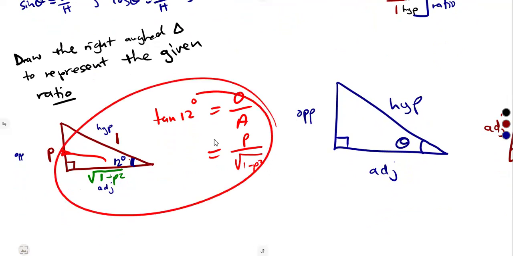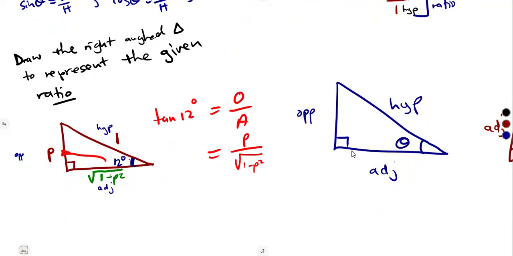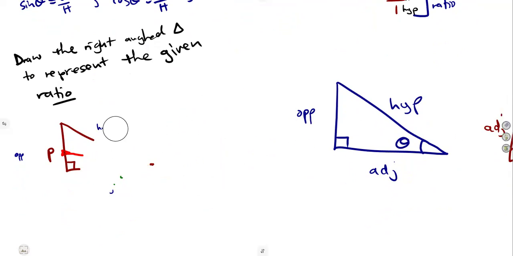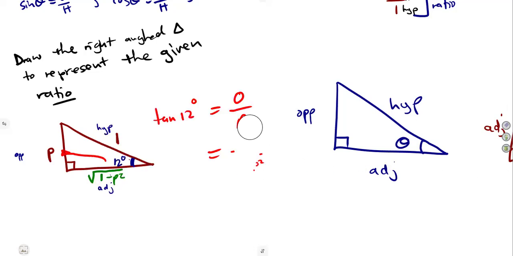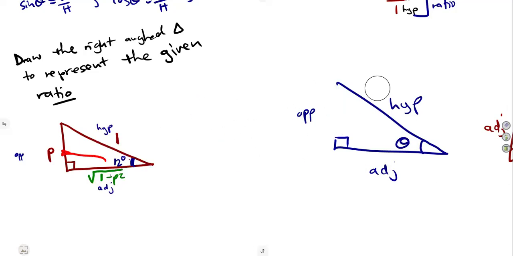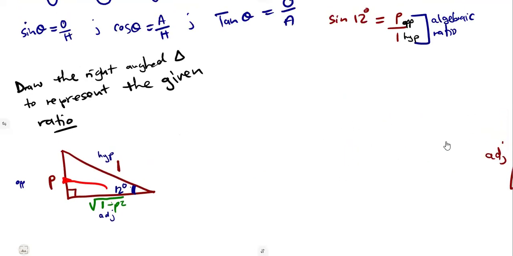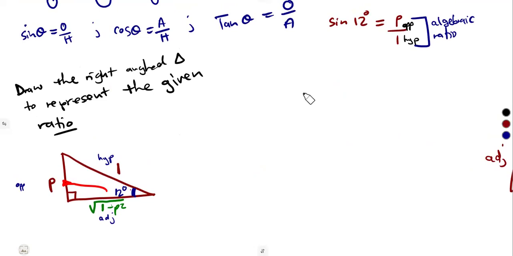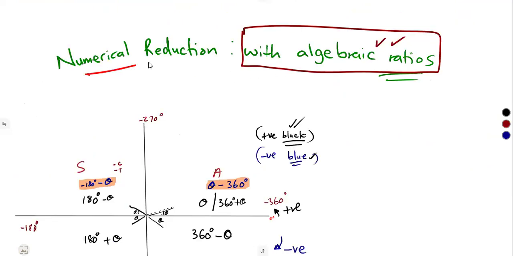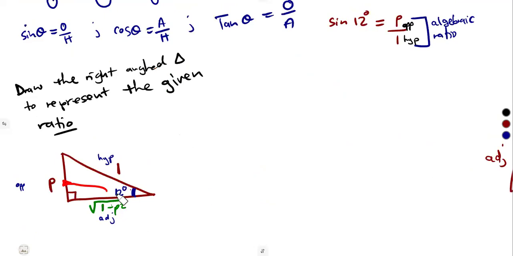So if you know these ratios, guys, if you know tan 12, the cos of 12 degrees, the sine of 12 degrees, therefore you can even answer for the reduction. You can answer for reduction. Remember the reduction, now where it plays a role. I want you to see where the reduction concept comes in, because we are saying, guys, it's numerical reduction with algebraic ratios. These are the algebraic ratios here that you had.